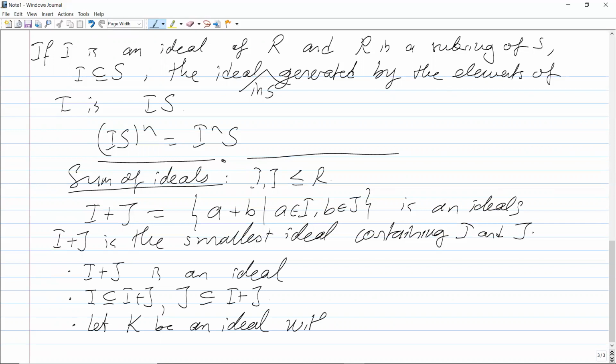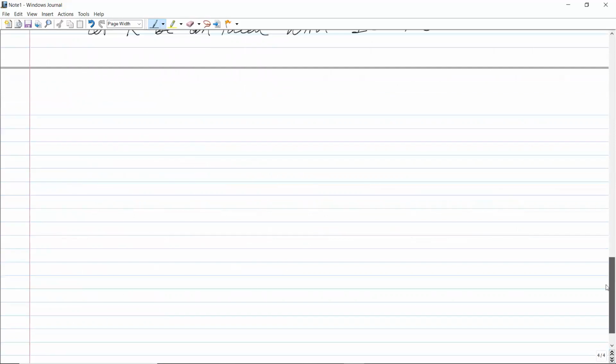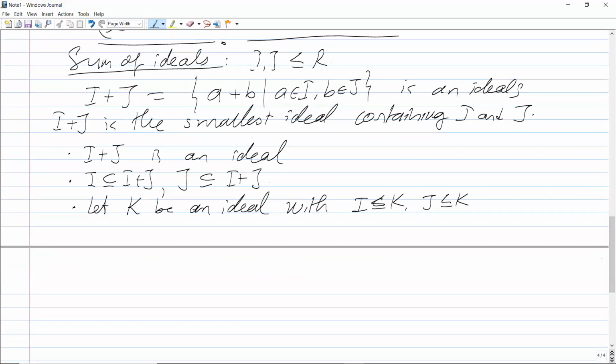with I in K and J in K. Let's show that I plus J is in K. So we claim that this I plus J is the smallest ideal containing I and J.